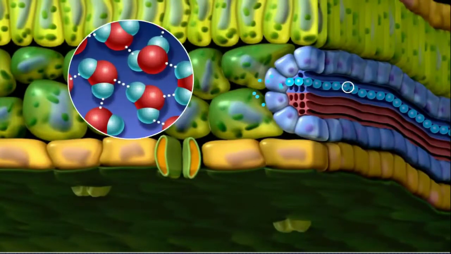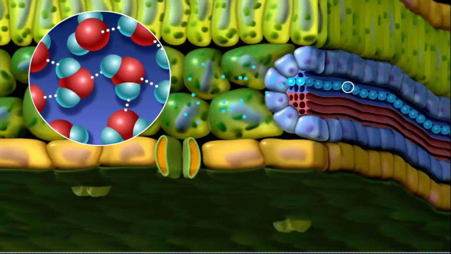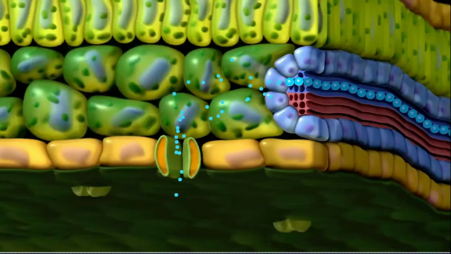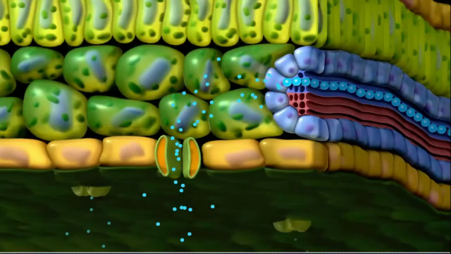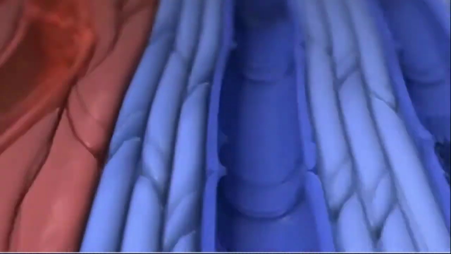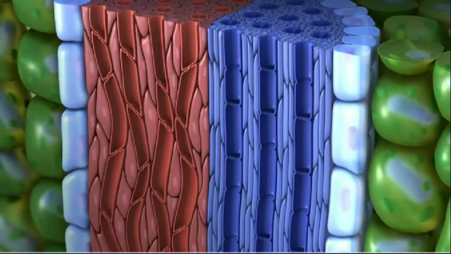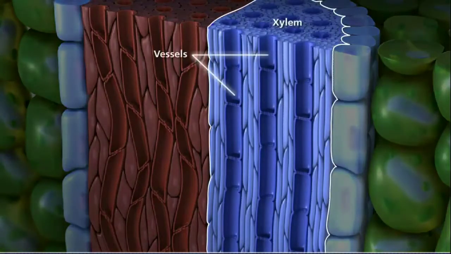Xylem is composed of vessels, which are continuous tubes formed from dead, hollow, cylindrical cells arranged end to end, and tracheids, which are dead cells that taper as the ends overlap. This arrangement and the polar nature of water molecules allow water to pass in an unbroken stream through the xylem, from the roots up through the shoot and into the leaves.